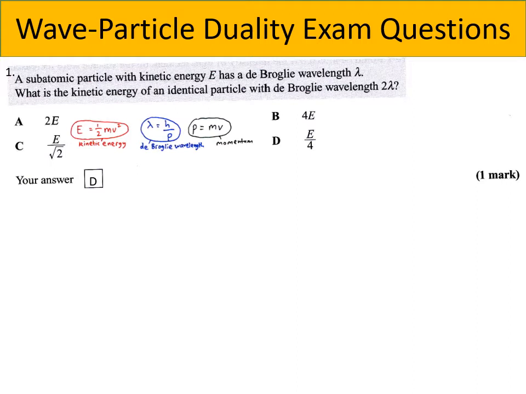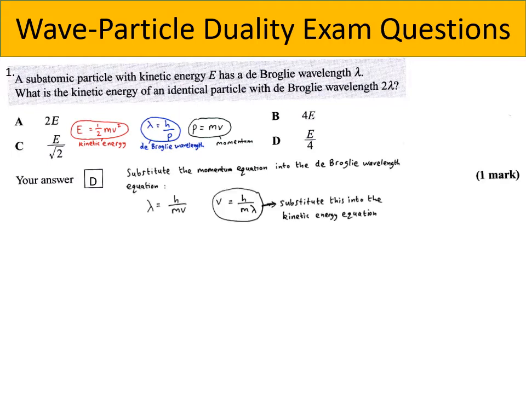So we need three equations. We need the kinetic energy equation, which is E is equal to half mv squared. We need our de Broglie wavelength equation as well, where the de Broglie wavelength is equal to Planck's constant divided by the momentum. And we also know that momentum of a particle is given by p is equal to mv. So we're going to use these three equations.